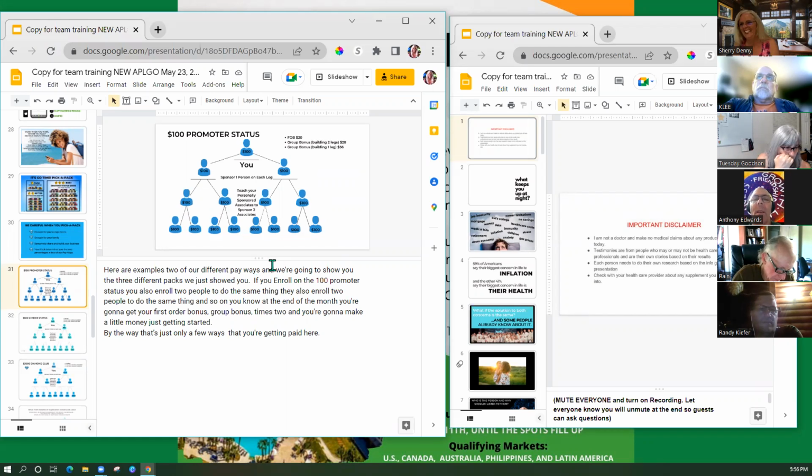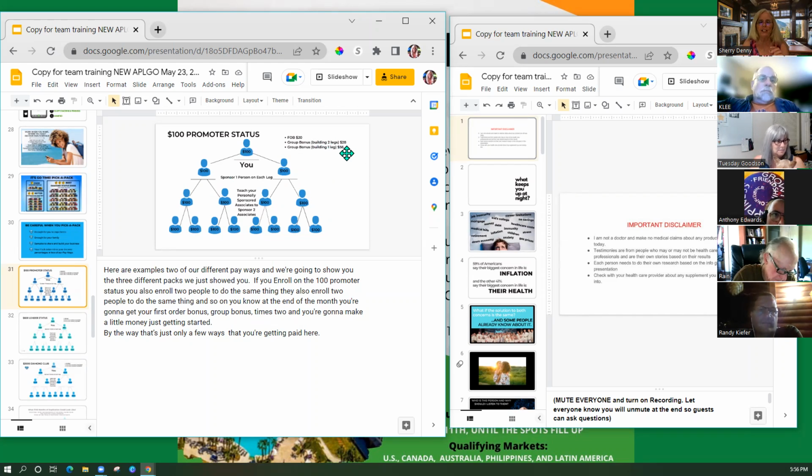But when people come in at a promoter pack, they get a certain amount when they bring somebody in. So one on the left, one on the right. They come in at $100. The group bonus that they get is $28, and the group bonus building leg, they wind up getting $56 if they bring two in that bring two in. That's the promoter status with that many people. Teach your people, personally sponsored, to bring two people in.